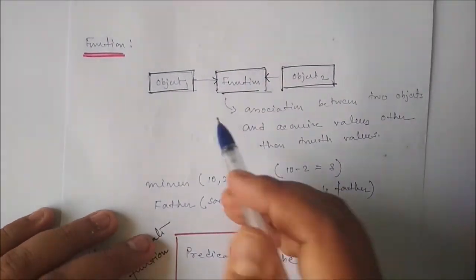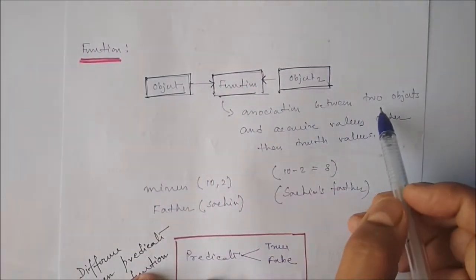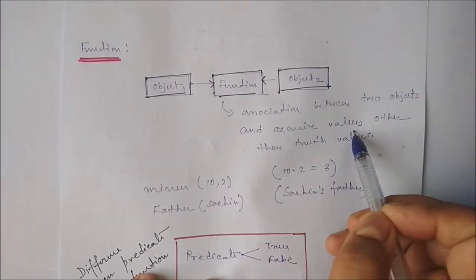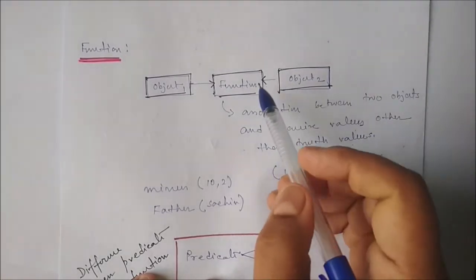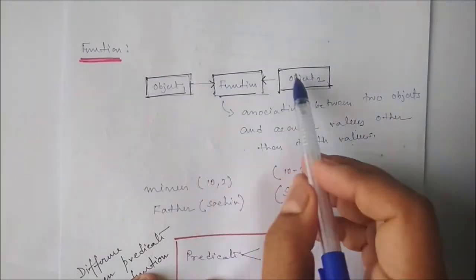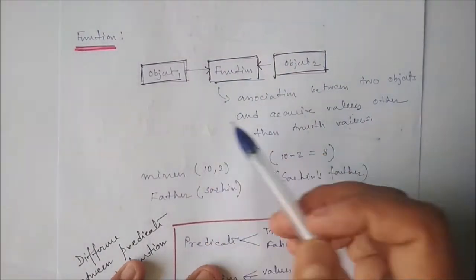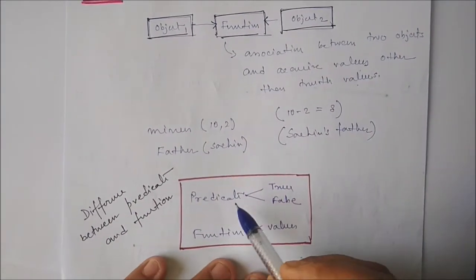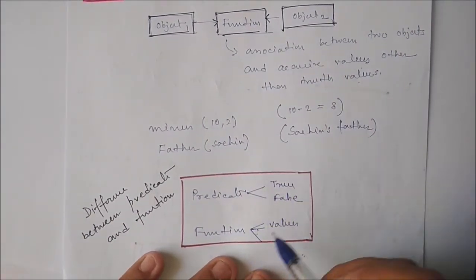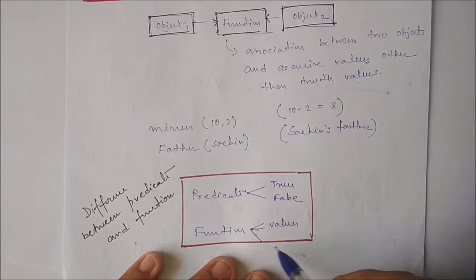Next is function. So what is a function? It is an association between two objects and acquires values other than the truth values. So a function represents the association between two objects, two variables, two constants. But what is the difference between a predicate and a function? In a predicate, the output should always be true or false. But a function gives some number, some values.